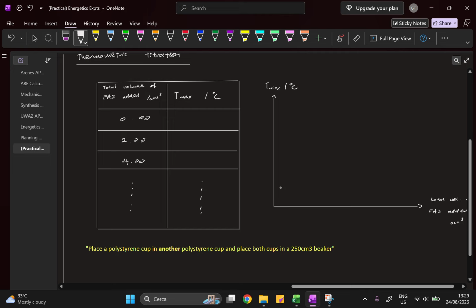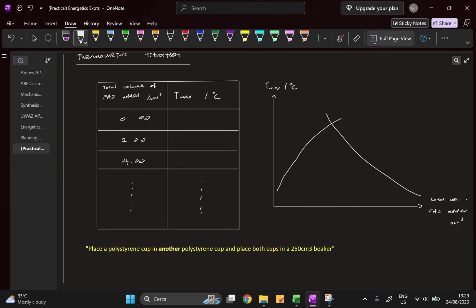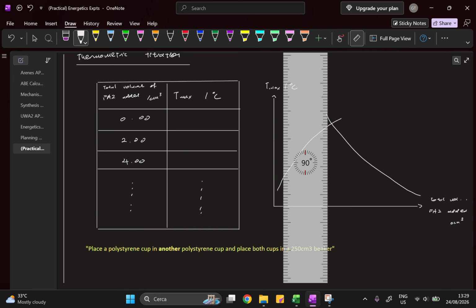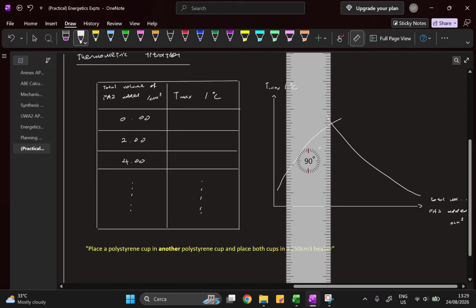Your curve should look something like this. Actually, it doesn't need to touch the axis. You just start from wherever. Something like this. Hang on. My curves are very ugly. Yeah, something like this. And of course, you're going to extrapolate, but it's a bit hard to draw a dotted line when extrapolating. So that should not be the case. Yeah, my bad. I almost forgot.